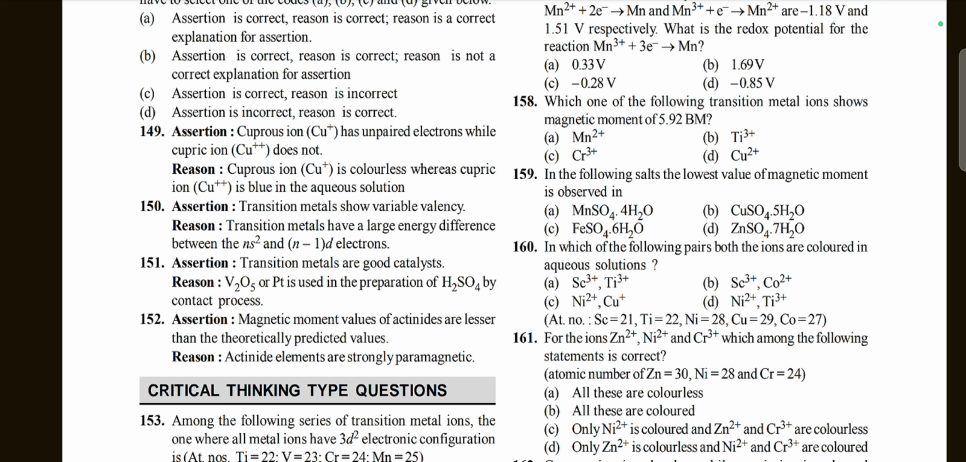151. Assertion: Transition metals are good catalysts. Yes, true. V2O5 or Pt is used in the preparation of H2SO4 by the contact process. Yes, true. So option B will be the answer. Both statements are correct.